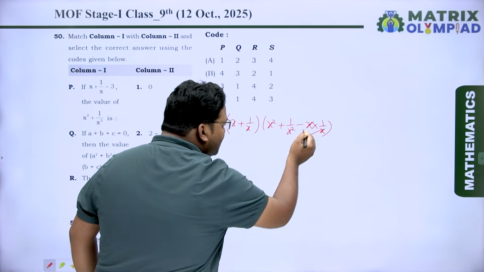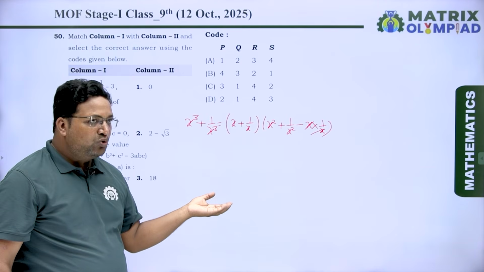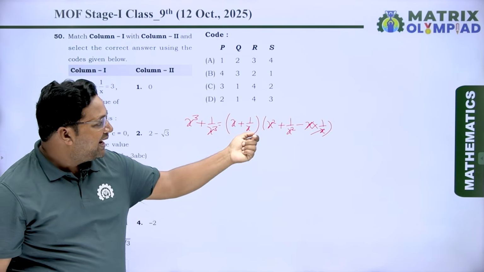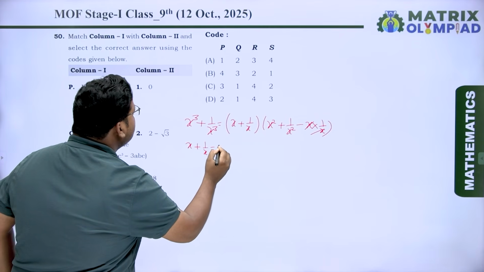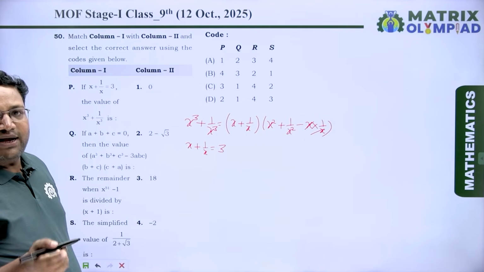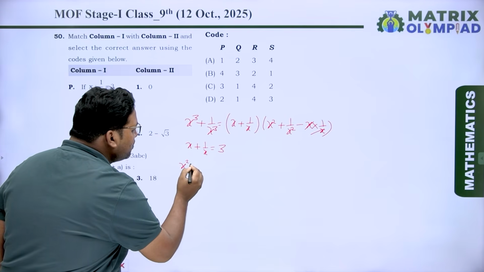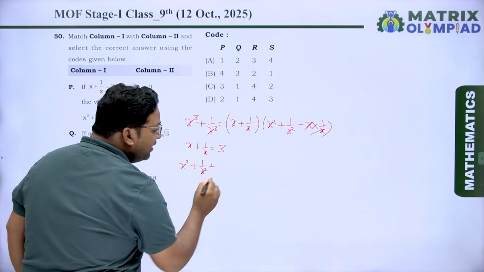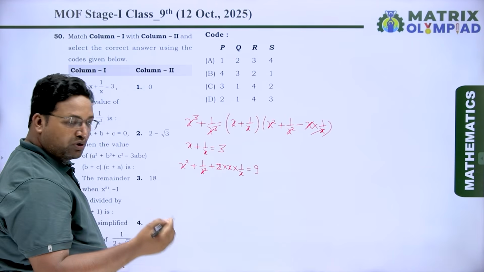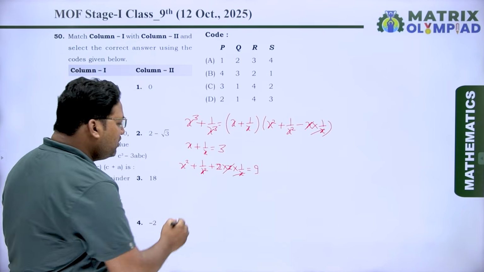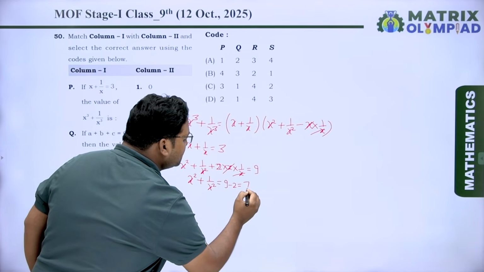So here you can see this x and this x cancel out. So for calculating the value of x cube plus 1 upon x cube, we get x plus 1 upon x and x square plus 1 upon x square. Here x plus 1 upon x is already given, which is equal to 3. Now for finding the value of x square plus 1 upon x square, we have to take the square on both sides. So we will get x square plus 1 upon x square plus 2 into x into 1 upon x is equal to 3 square, which is equal to 9. Here x and x cancel out. So from here we get the value of x square plus 1 upon x square is 9 minus 2, which is equal to 7.